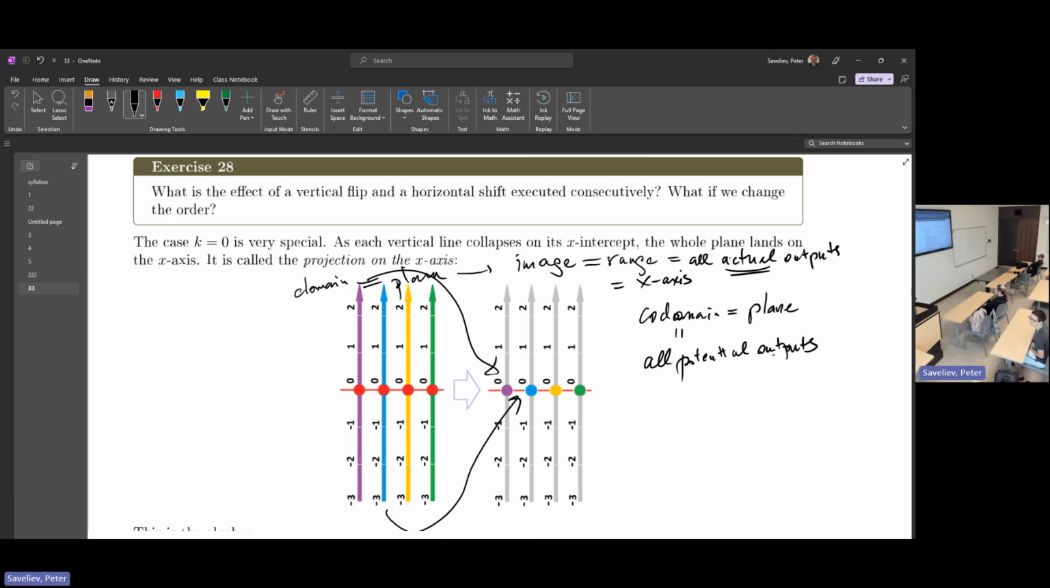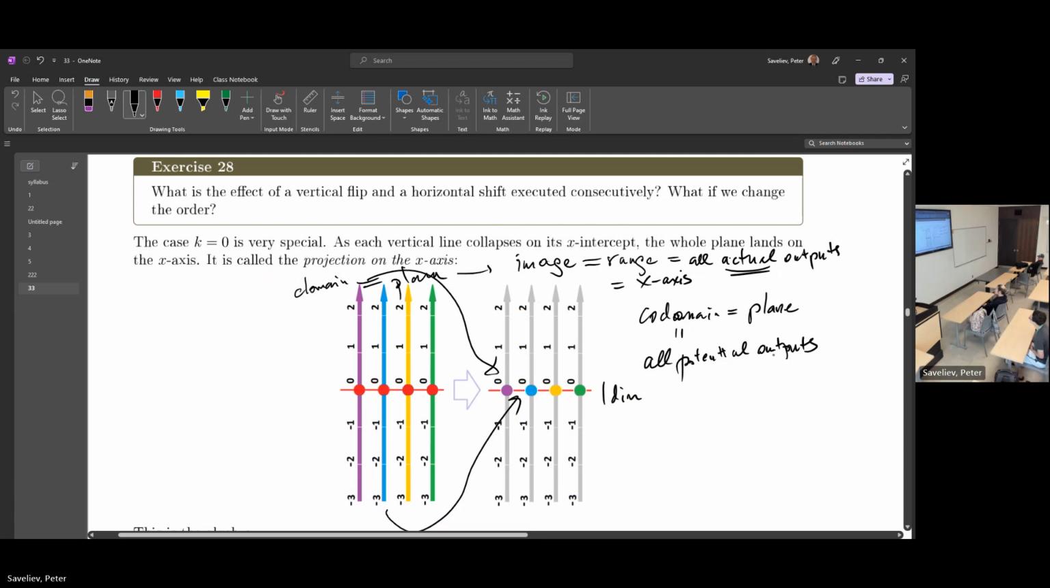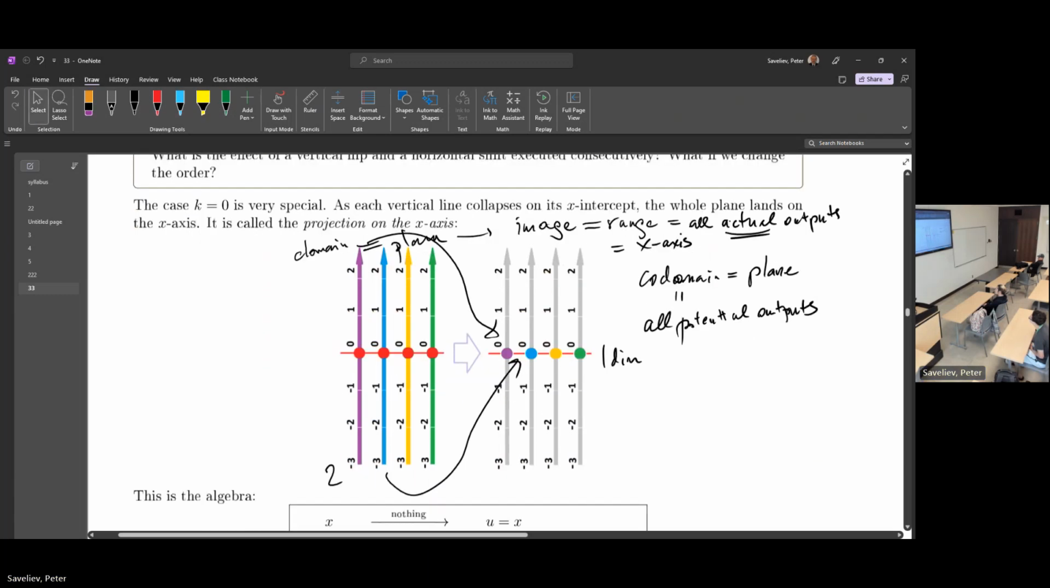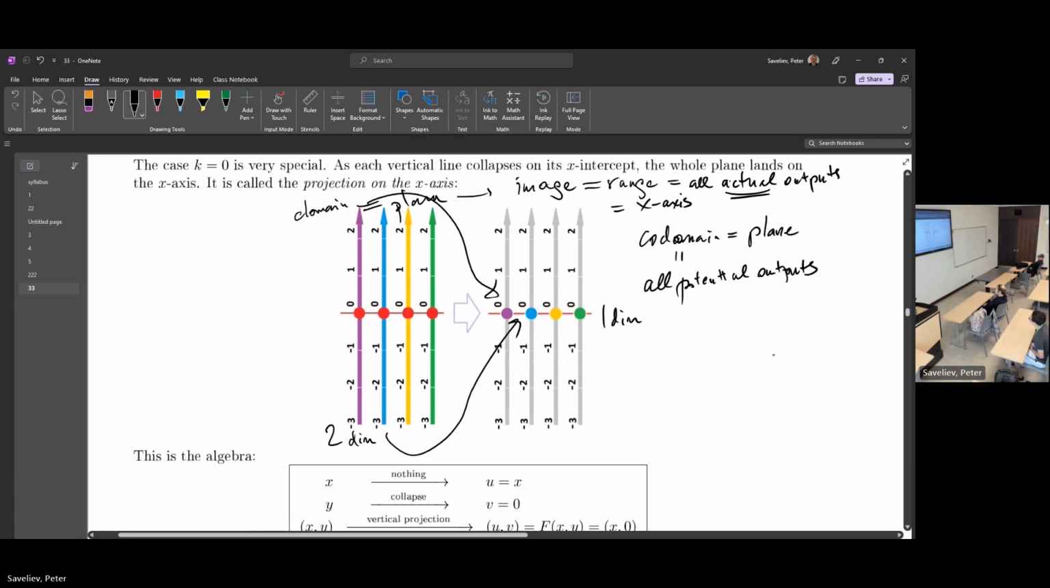A one-dimensional thing becomes zero-dimensional, so the whole line becomes a point. And in this case, once again, an extreme singular transformation, the word that we're going to be using. That is, the plane, which is two-dimensional, becomes one-dimensional. So the two-dimensional plane becomes a one-dimensional line. This one is one-dimensional. This one is two-dimensional.